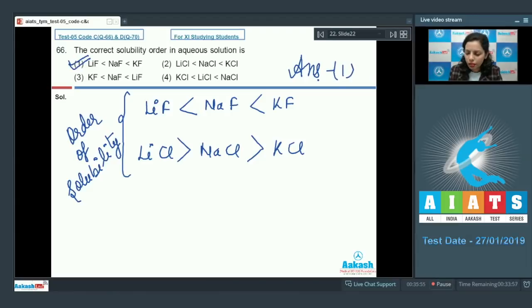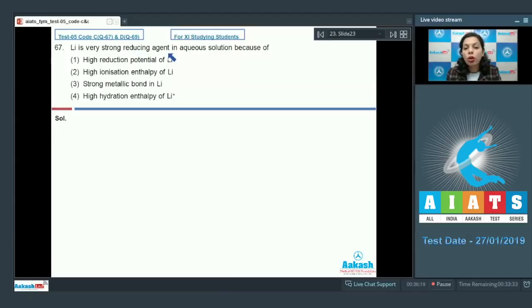Further, there is another question. Question number 67. Lithium is a very strong reducing agent in aqueous solution because of: high reduction potential of lithium, high ionization enthalpy of lithium, strong metallic bonds in lithium, and high hydration enthalpy of Li positive ion. If we talk about lithium ion, it has very high hydration enthalpy, and that high hydration enthalpy overcomes ionization enthalpy also. It means what would be the correct answer? Option 4 is the correct answer. That says it has high hydration enthalpy of lithium ion. So option 4 is the correct one.